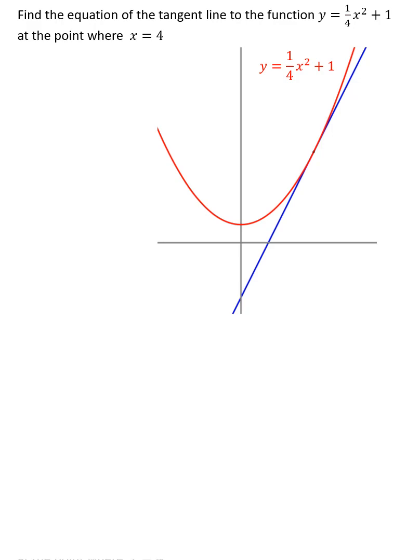What it means is that we have a certain function, in red its curve, and we're looking for a tangent line that hits that curve at exactly one point whose x-coordinate is 4.